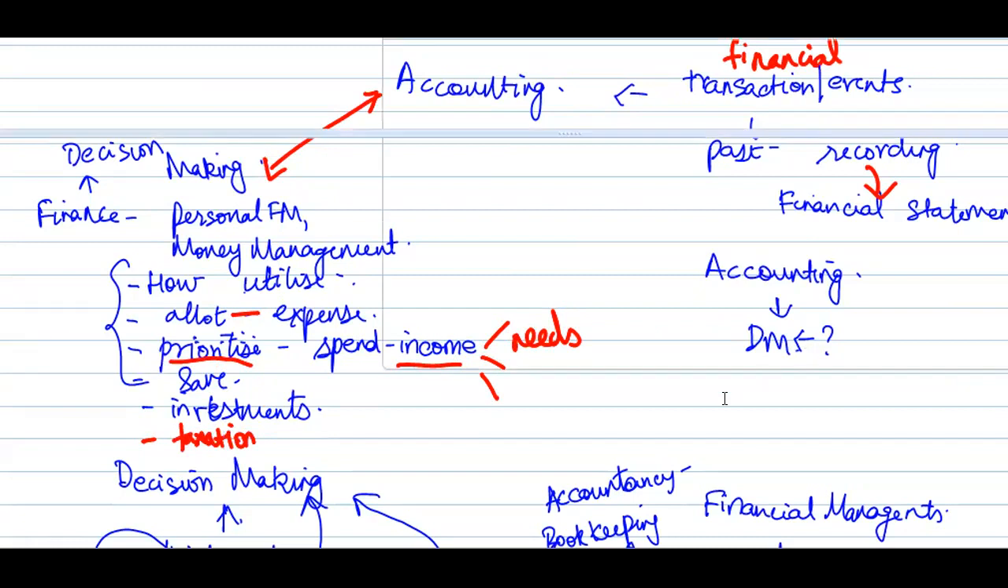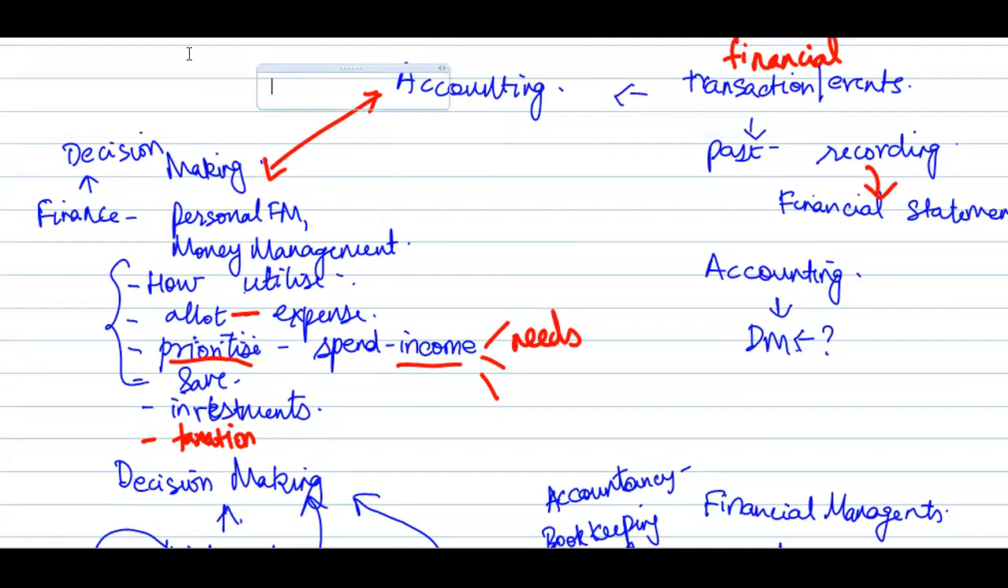Do you see how wide the difference is between finance and accounting? Of course, accounting is just a portion of the entire big topic of finance. What we need to understand is how accounting is different from finance. Accounting is just about recording the financials, recording the journal entries, recording the financial transactions. But finance is about decision making.